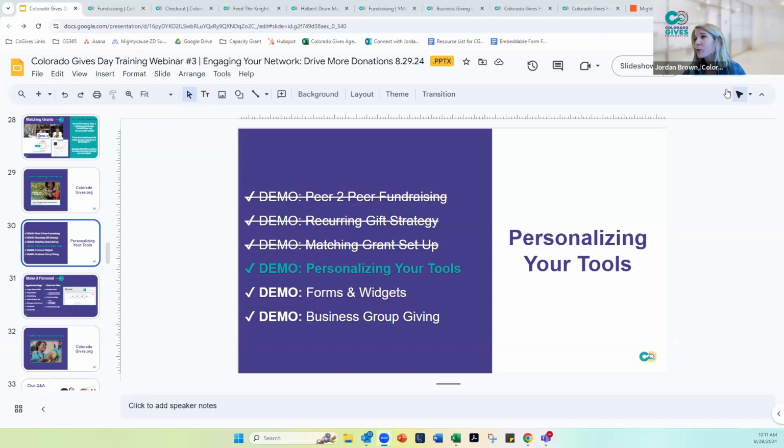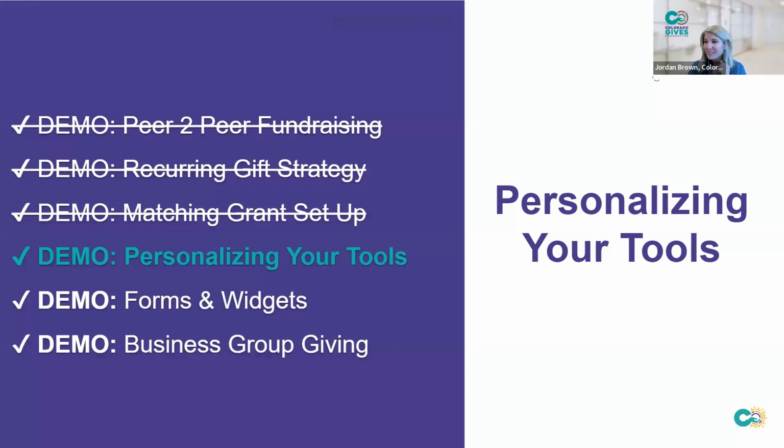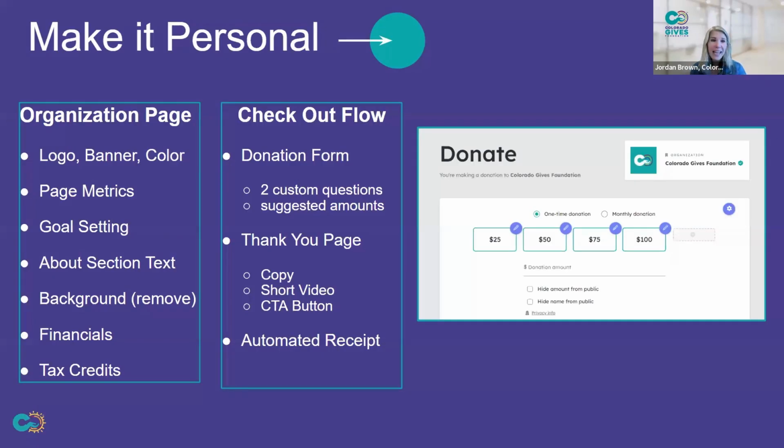Next, let's talk about personalizing your page. And we talked about some of it already, which I love. So today I want to discuss updating your organization page logo, banner, color, page metrics, goals. We're going to talk about the About section, how you can adjust the background section, financials, and tax credits. We're also going to review, which again, we already did a little bit, the checkout flow, which is the donation form, the thank you page, and the automated receipt.